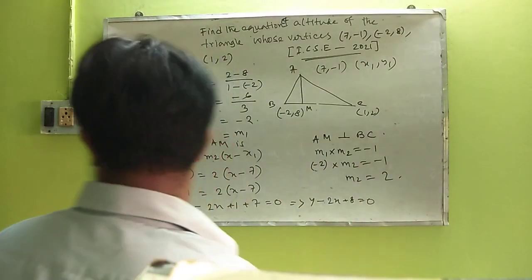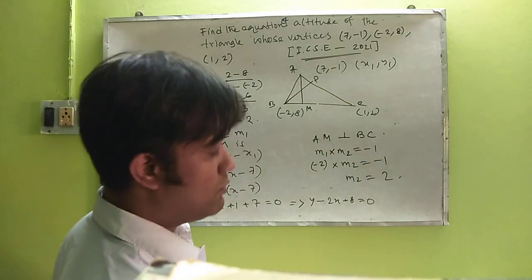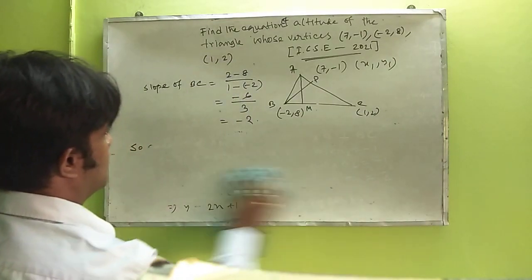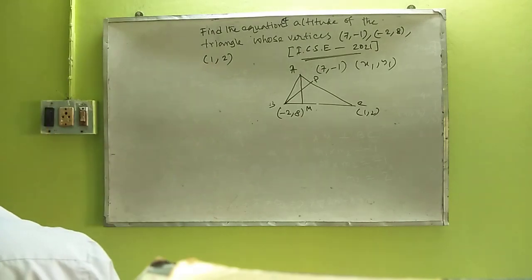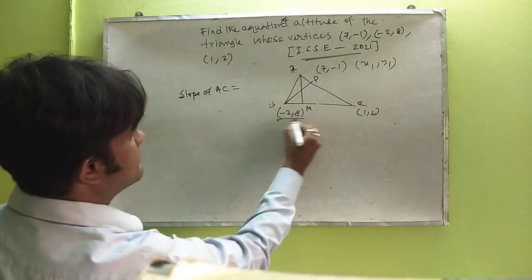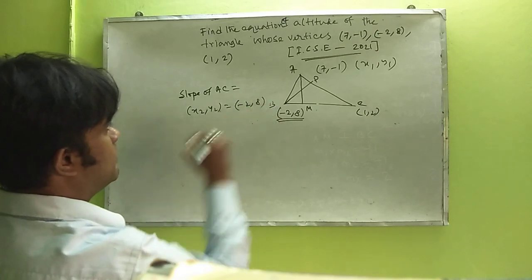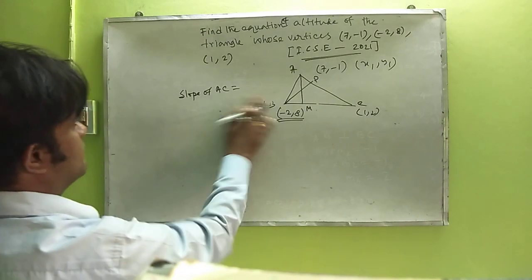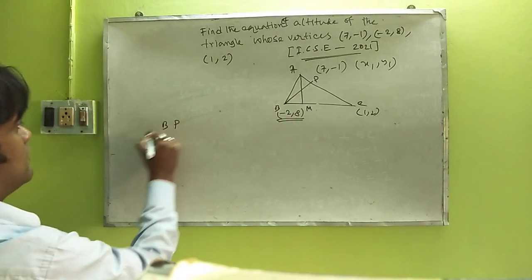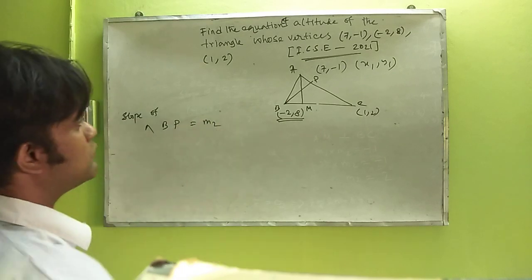In similar ways, if you draw this straight line BP, then you also calculate the slope of AC. You have to calculate the slope of AC, and again this will be one point given. So x2 y2 is minus 2 comma 8. So now the equation of BP, which is first the slope of BP, then calculate m2.